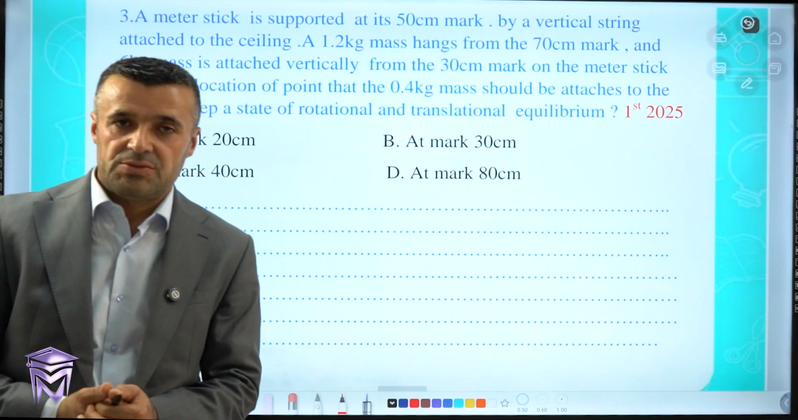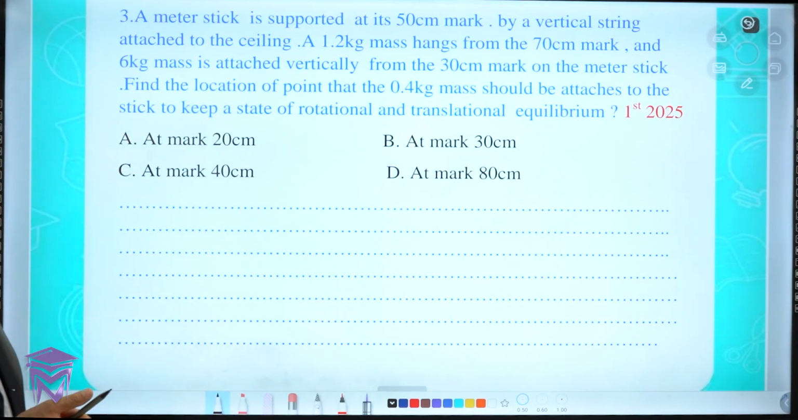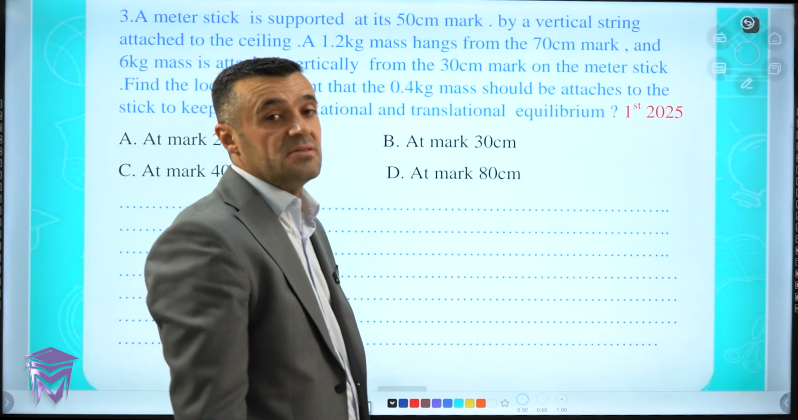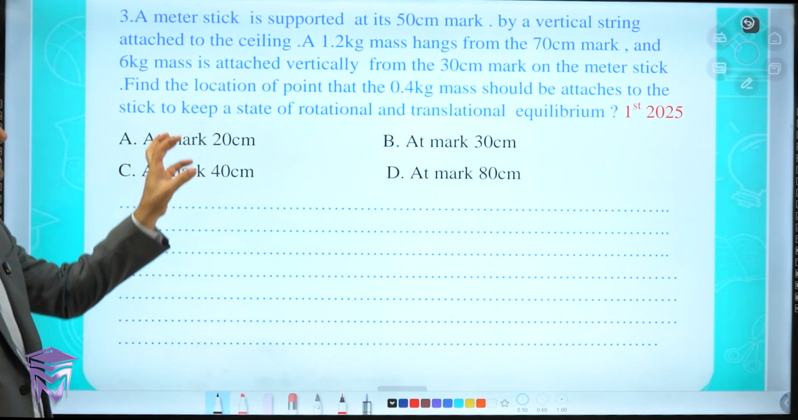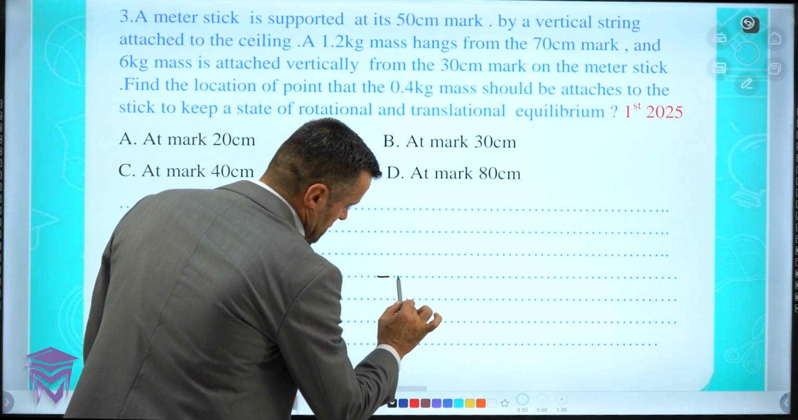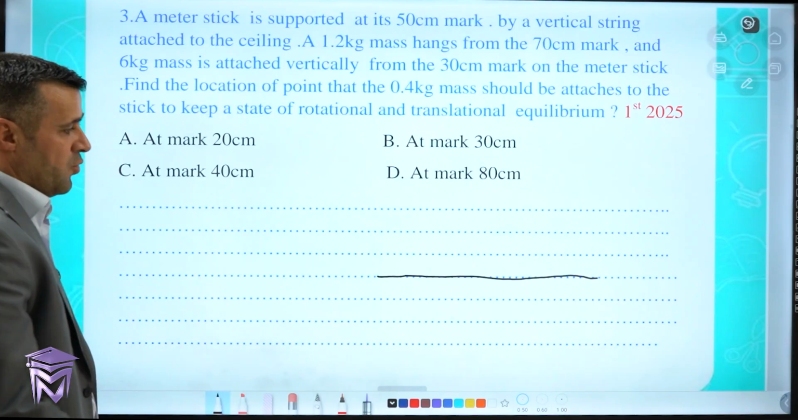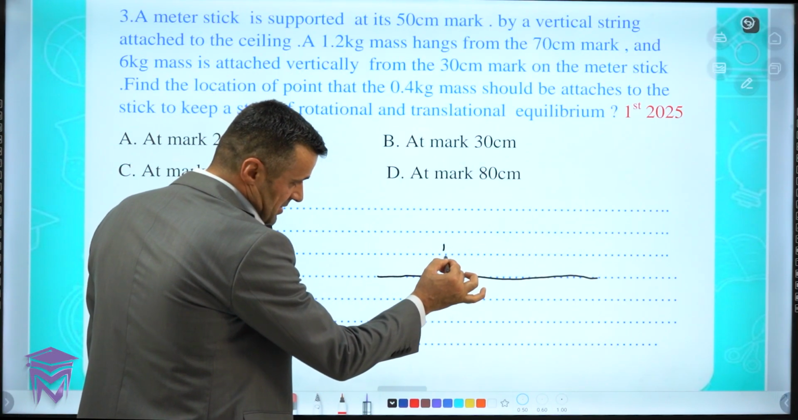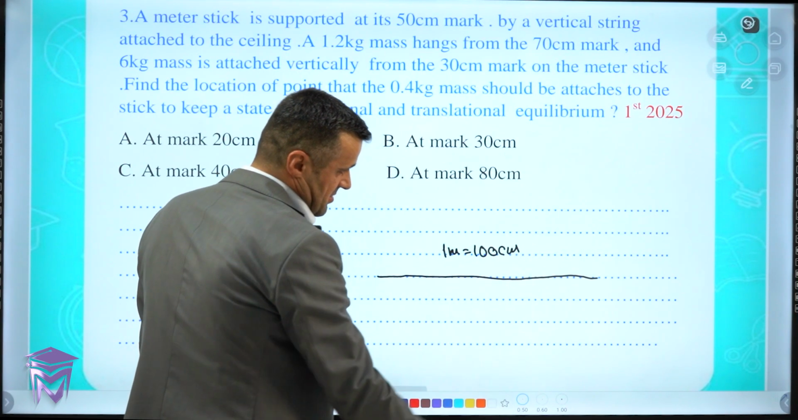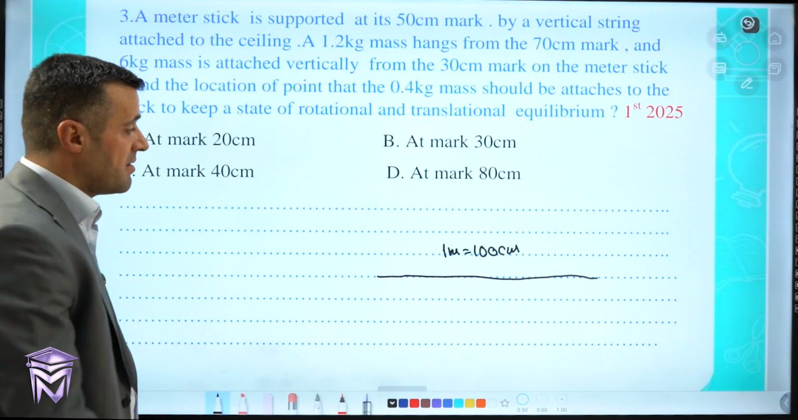Okay, dear students, now I will solve question 3, which is about chapter 2. A meter stick is supported at its 50 centimeter mark. This question is about equilibrium. At the beginning, you have to draw the figure of a meter stick. We have a meter stick. It means 1 meter, and 1 meter equals 100 centimeter. A meter stick is supported at its 50 centimeter mark.